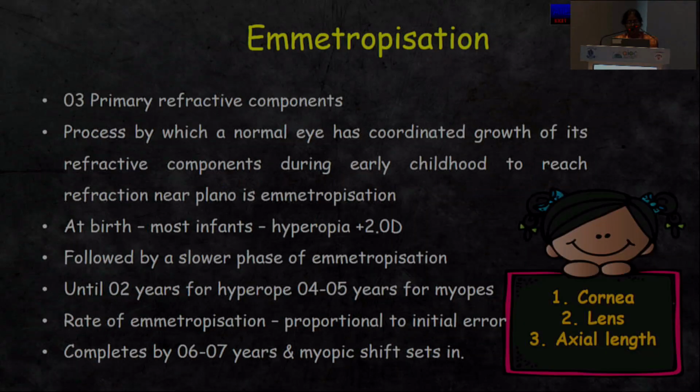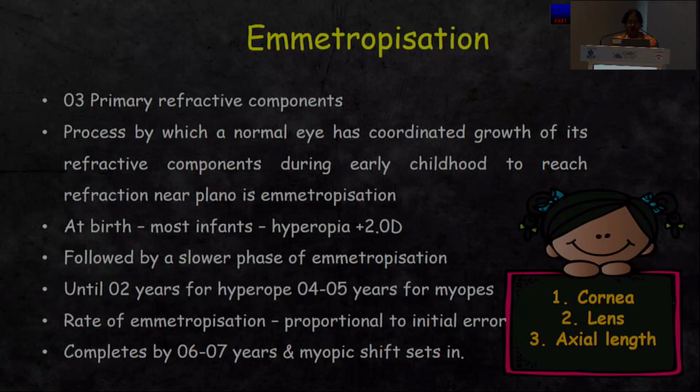Coming to emmetropization, the three basic refractive components of the eye are the cornea, the lens, and the axial length. Emmetropization is the process by which a normal eye has a coordinated growth of its refractive components during early childhood, which allows the eye to reach near plano.